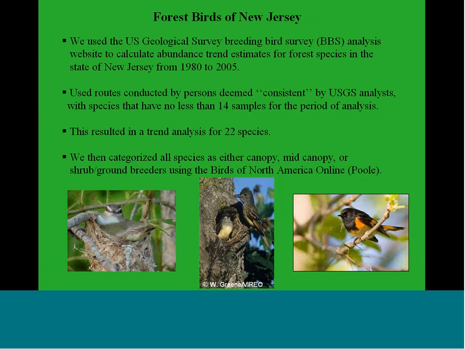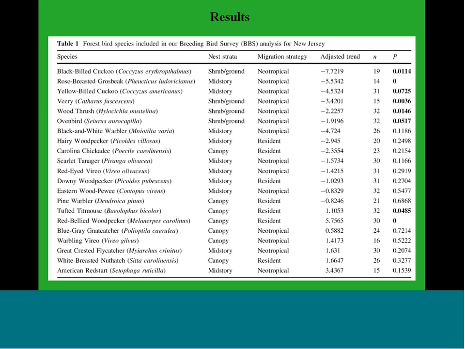And so what we can see in our results, next slide, is that there are 6 species that have a negative trend. The black-billed cuckoo, rose-breasted grosbeak, yellow-billed cuckoo, veery, wood thrush, and ovenbird are all significantly decreasing over the period from 1980 to 2005. And we can also see that these are all shrub and ground and mid-story nesting birds. The 2 birds that are increasing significantly are the tufted titmouse and the red-bellied woodpecker, and those are both canopy nesting birds.